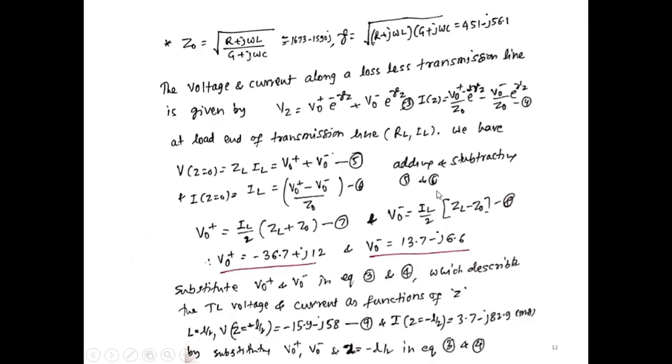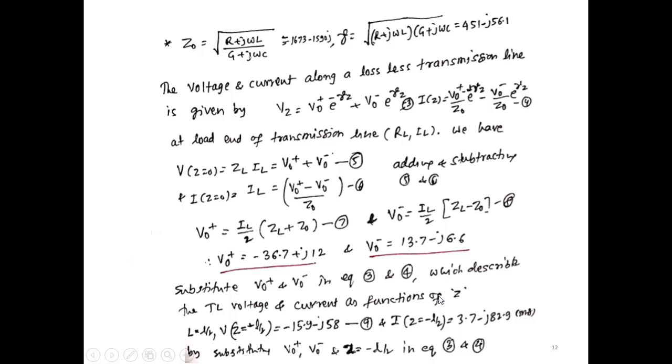Adding and subtracting equation number 5 and 6, we get V0 plus is equal to IL by 2 into bracket ZL plus Z0 and V0 minus is equal to IL by 2 into ZL minus Z0. We substitute the values of ZL, Z0 and IL in equation number 7 and 8. We get V0 plus is equal to minus 36.7 plus j into 12 and V0 minus is equal to 13.7 minus j 6.6.